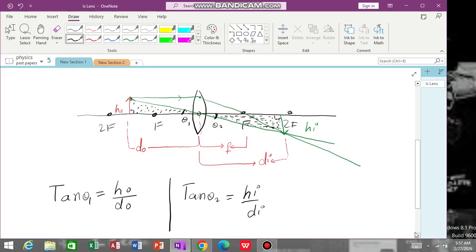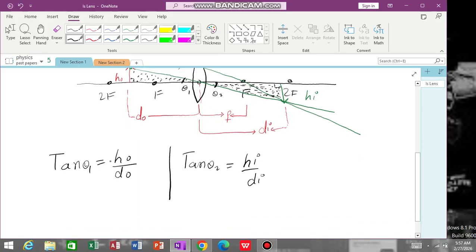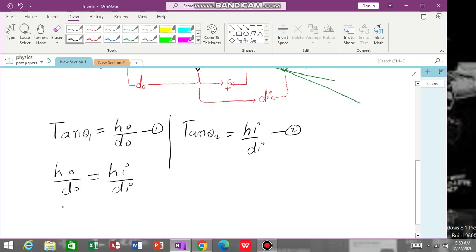Now, as you know the two angles are equal, so we can compare these two values. Let's say this is equation number 1, this is equation number 2. By comparing, we can write that HO divided by DO is equal to HI divided by DI. If we rearrange it a little bit, HI will come to the denominator here, so we can write HO divided by HI, and DO will be shifted to the place of HI. So we can write DO divided by DI. Let's say this is our equation number 3.